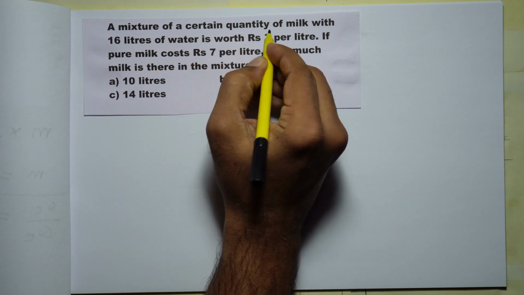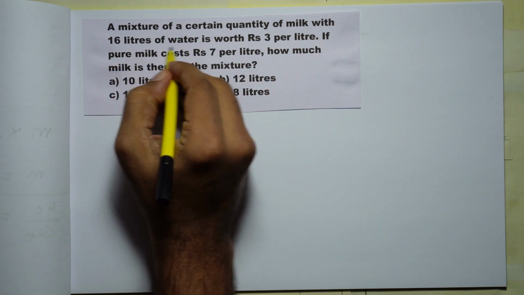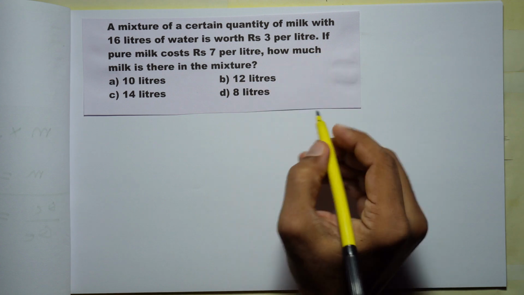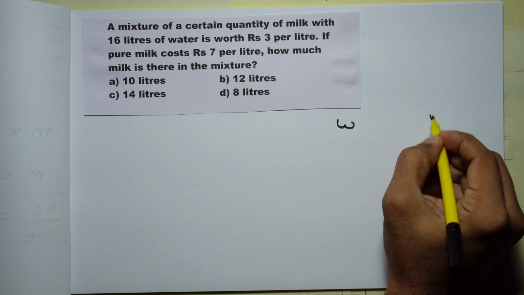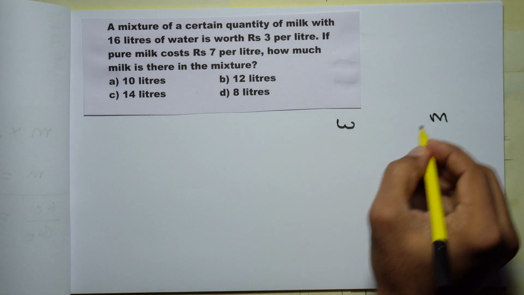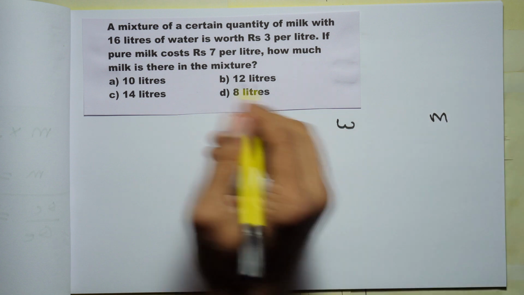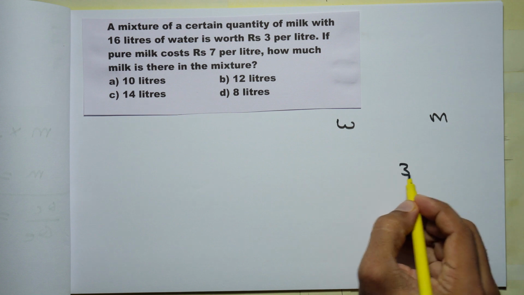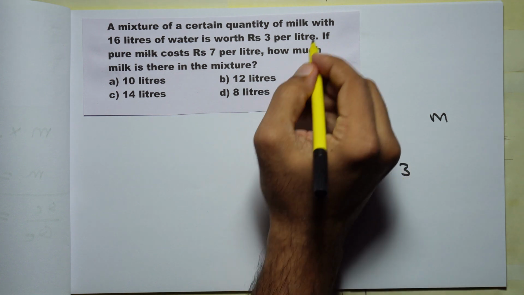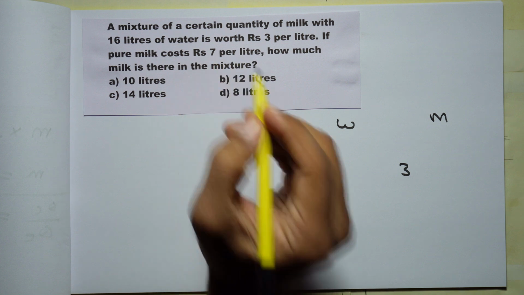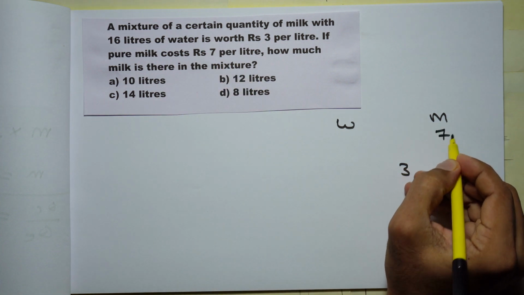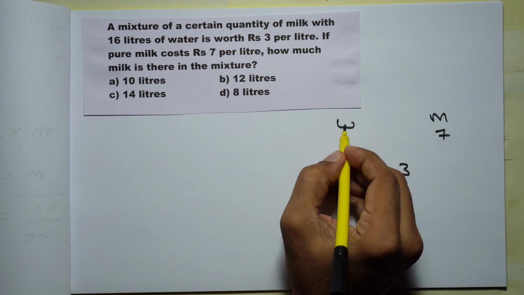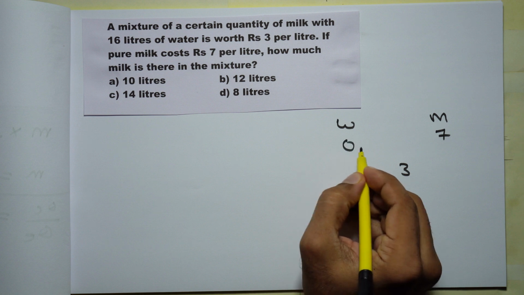A mixture of a certain quantity of milk with 16 liters of water is worth rupees 3 per liter. So you are mixing water and milk. Now water is the cheap one and milk is the expensive one, and that solution is worth rupees 3 per liter. So the mean price or the mixture price is rupees 3. If pure milk costs rupees 7, so price of the milk is 7. Now price of water is not given. Now when the price of water is not given, you have to assume that it is rupees 0.